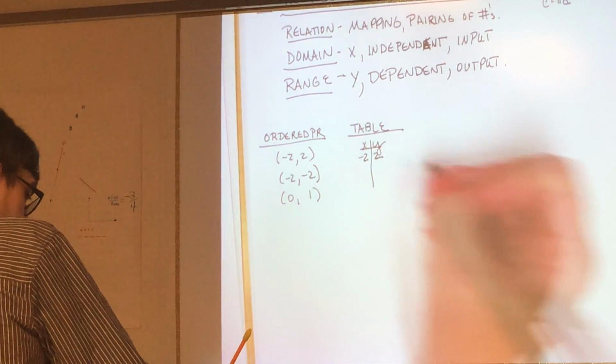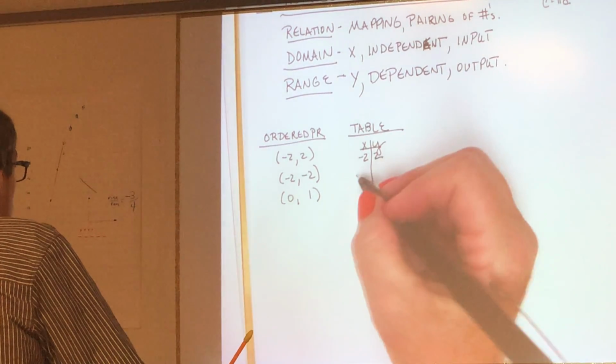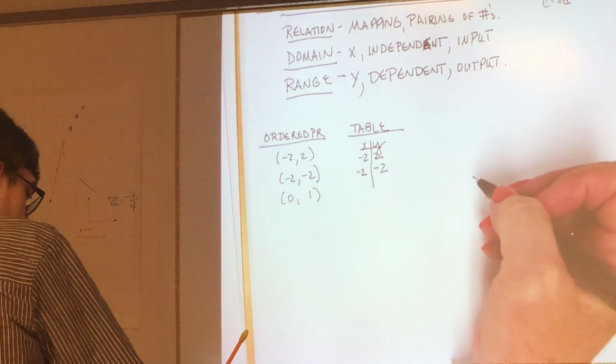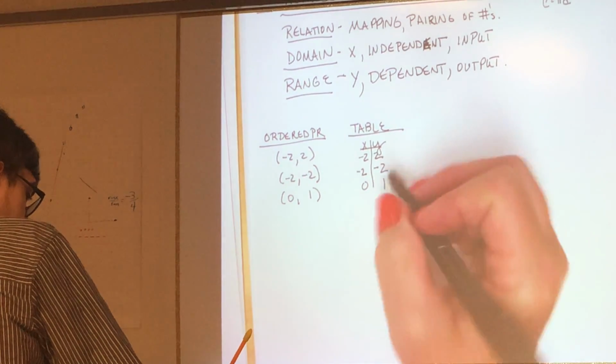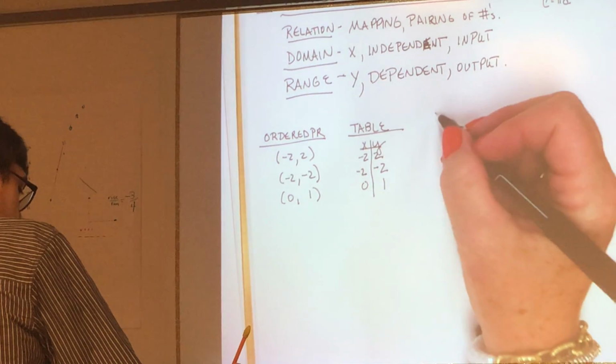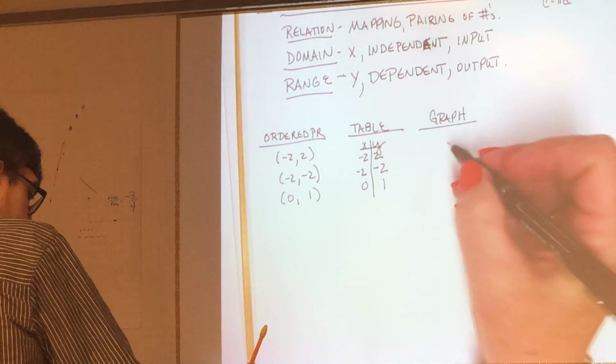-2 goes with +2. When x is -2, y is +2. When x is -2, y is also -2. And when x is 0, y is 1. Are you with me? Yes. Okay. I could also put it on a graph, on a coordinate plane.